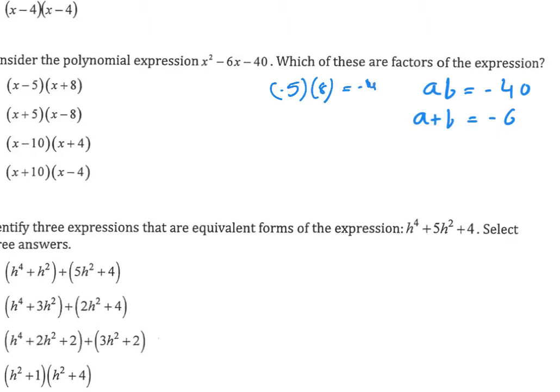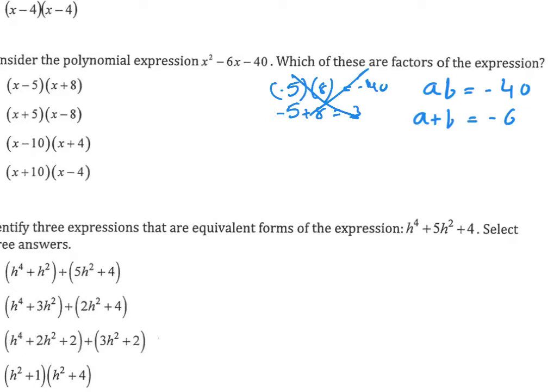That would be negative 40, right? But negative 5 plus 8 will give me 3, and that's not what we need. We need two values that, when you add them up, you get negative 6, not 3, right? Or maybe negative 3. So 5 and 8, it's not going to work here, right? We can try other numbers.